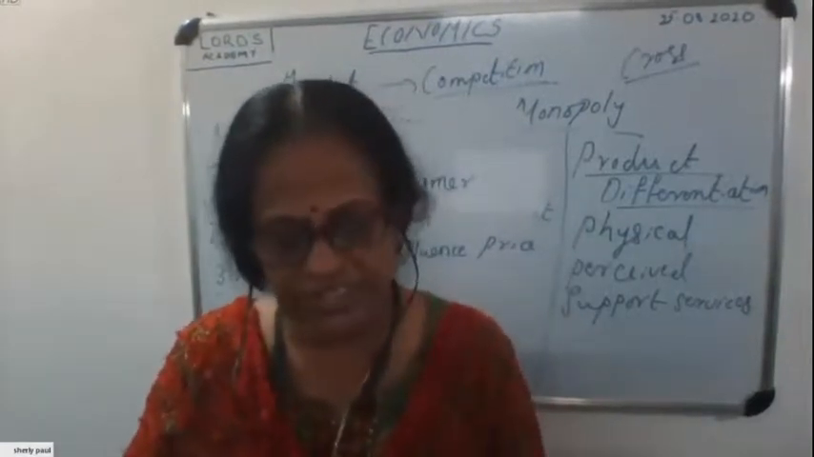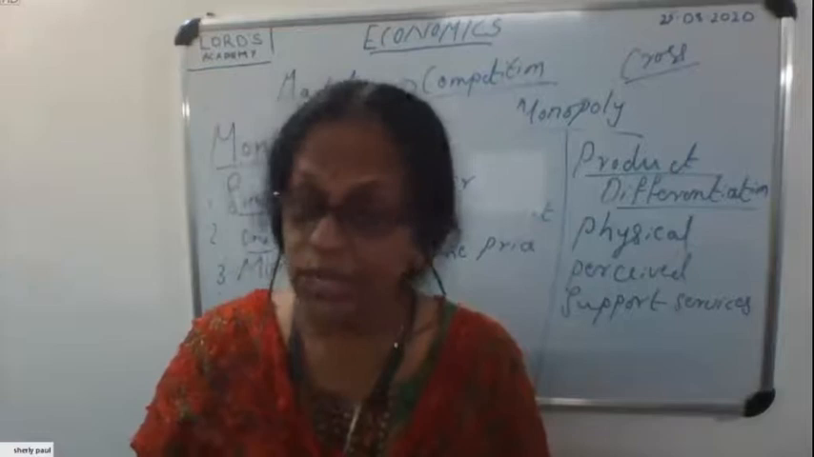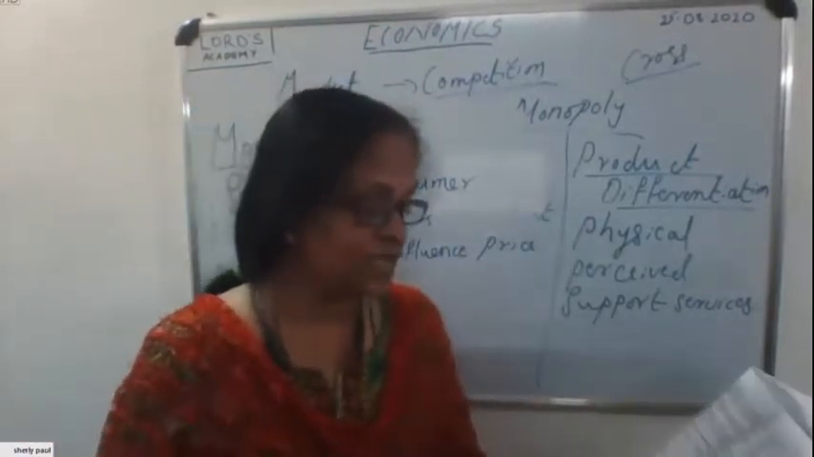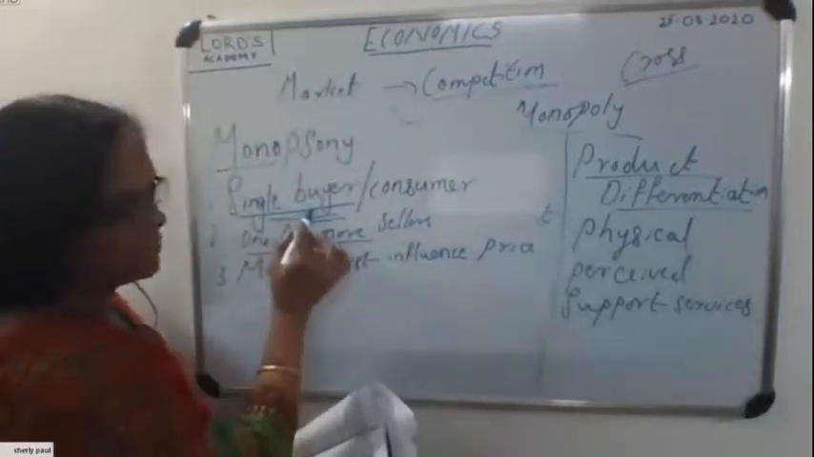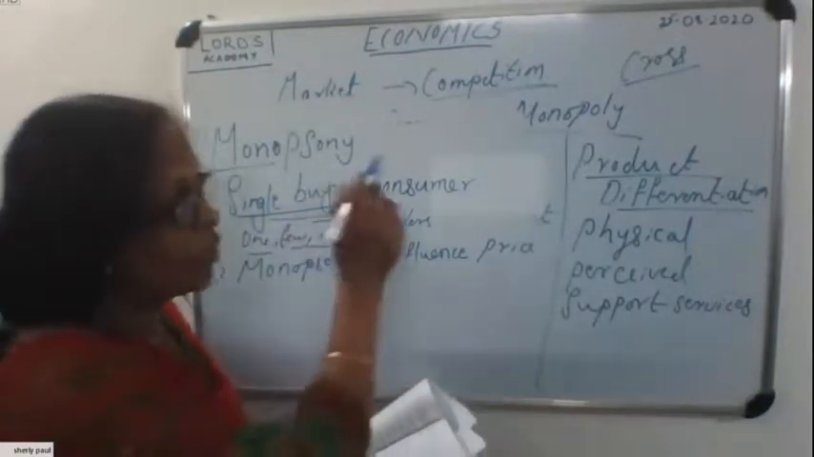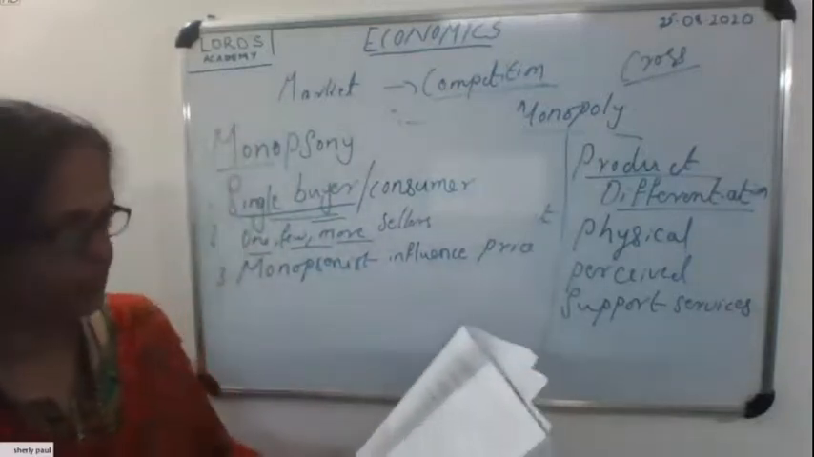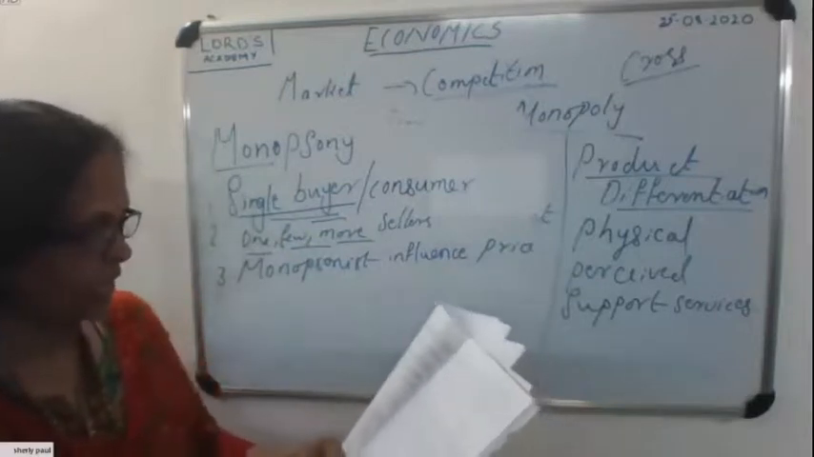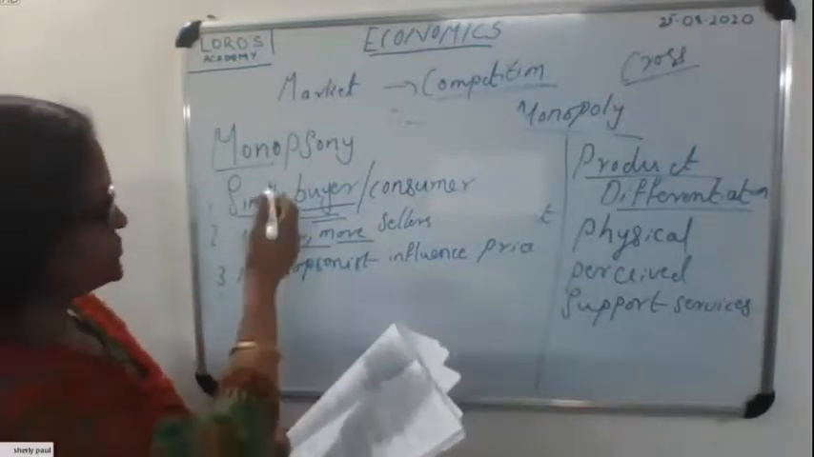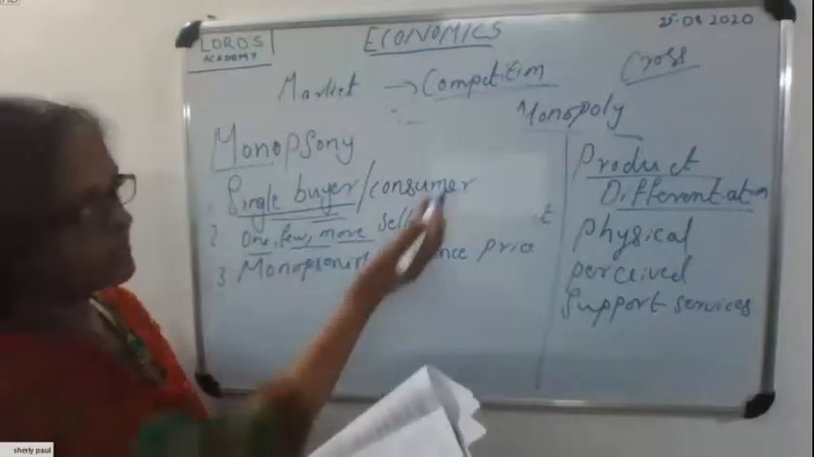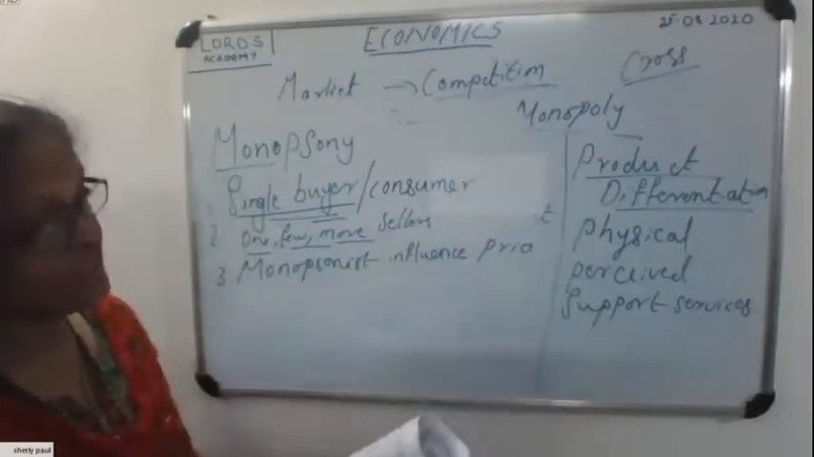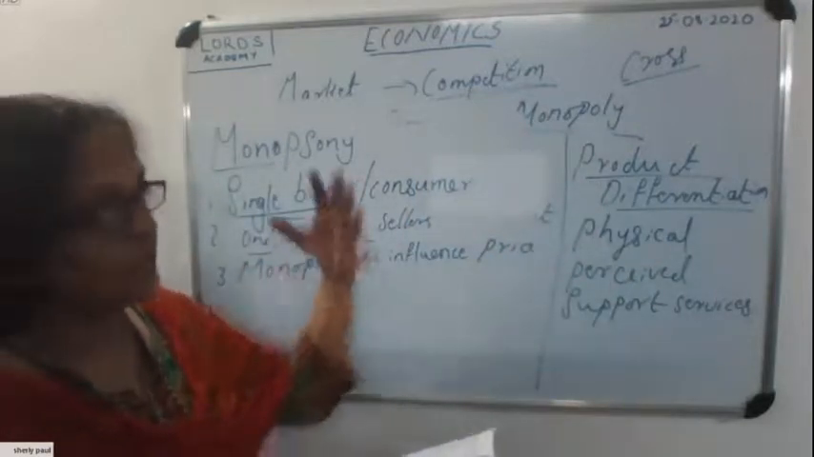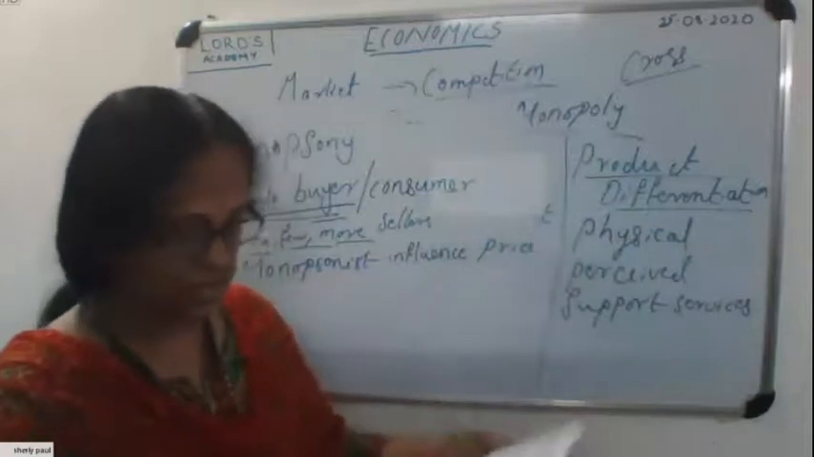Then here the distinction between monopsony and monopoly is also given. It represents a buyer's market. Monopsony means single buyer, therefore it is a buyer's market, and when we say monopoly, it is a seller's market. Here it is single buyer, single seller. In monopsony there are many sellers, maybe one, few or more, but in monopoly there is only one seller. In the same way there may be many buyers also.